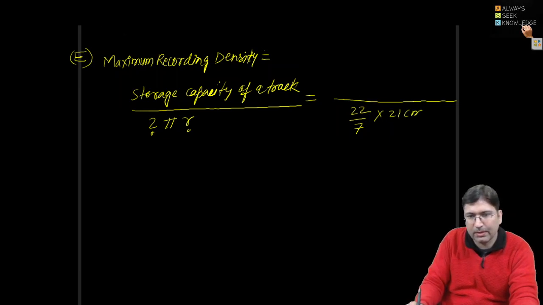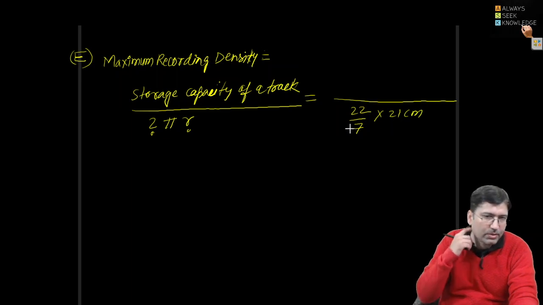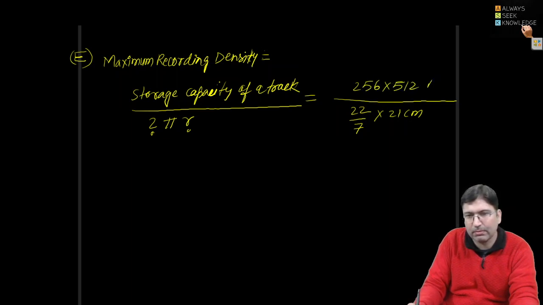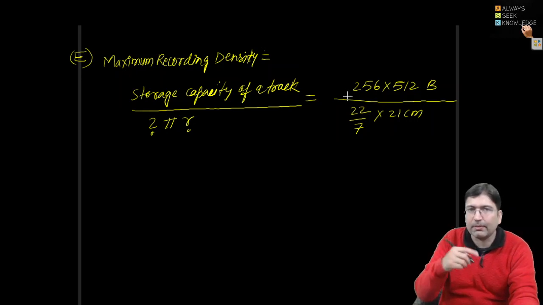21 centimeter is the diameter. Now storage capacity of a track. So the track is having 256 sectors, and all the sectors are of 512 bytes. So 256 sectors, and every sector is of 512 bytes. So this is the capacity of one track.